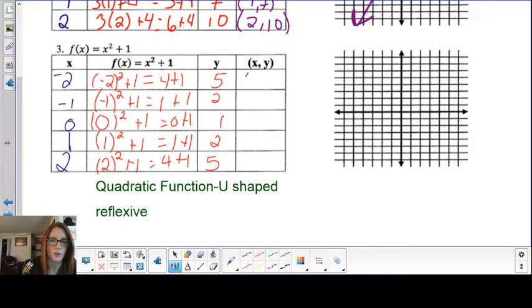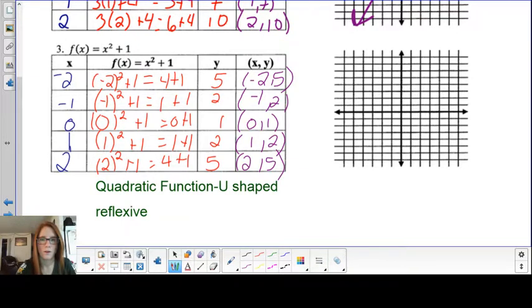Okay, so your points are -2, 5, -1, 2, 0, 1, 1, 2, and 2, 5. So to the left 2, up 5: 1, 2, 3, 4, 5. -1, 2, 0, 1, 1, 2, and 2, 5.